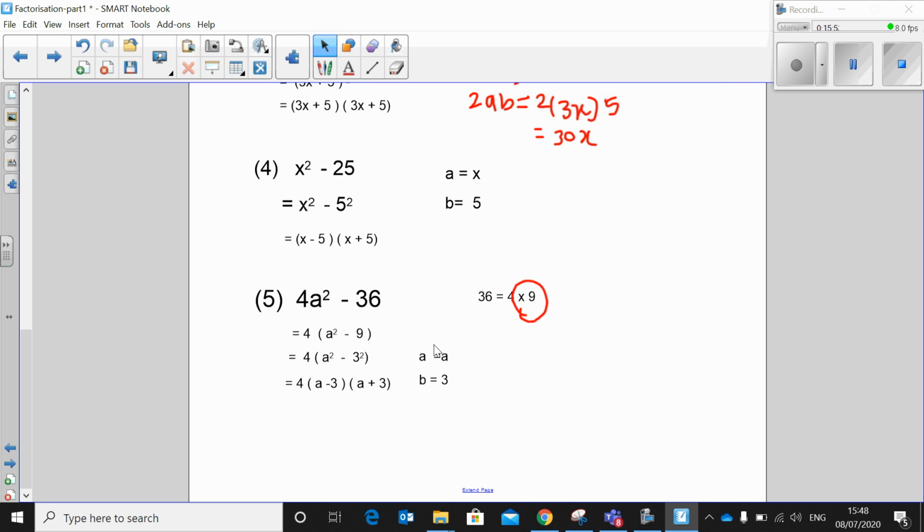Is it clear? So 4a square minus 36 has three factors: 4 times a minus 3 into a plus 3. 4 is a numerical factor, and a minus 3 into a plus 3. Please, as the first step, you have to check whether any common factors are there. First, take it outside. Then start simplifying using the identity method.